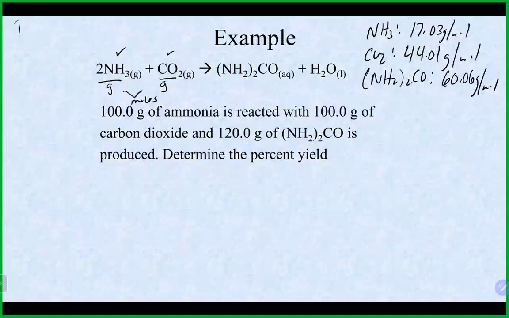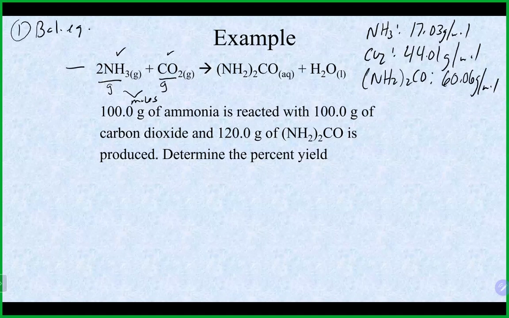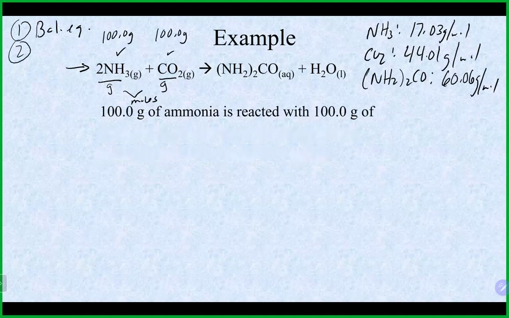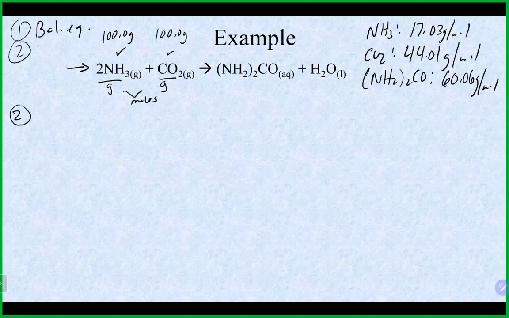Again, step number 1 is to balance the equation. And that is right here, and it is balanced already, so we don't have to worry about that. Step number 2 is to take what they gave us and convert it into moles. I do need to do that because I have 100 grams of each of those. So I'm just going to get rid of this so I have a little bit more room. Step number 2 here is convert to moles.